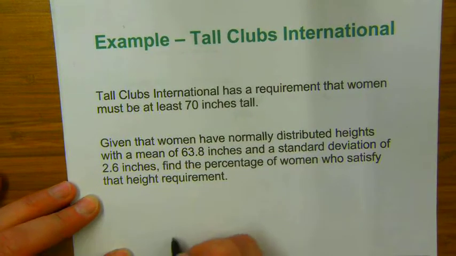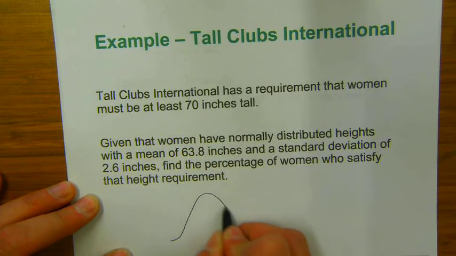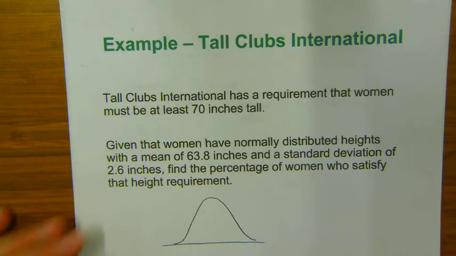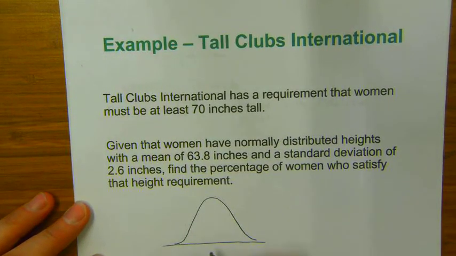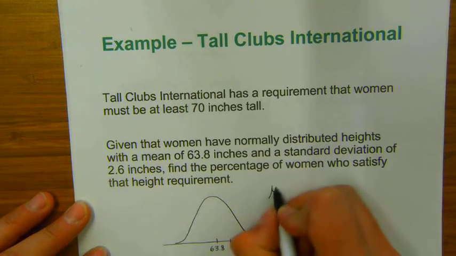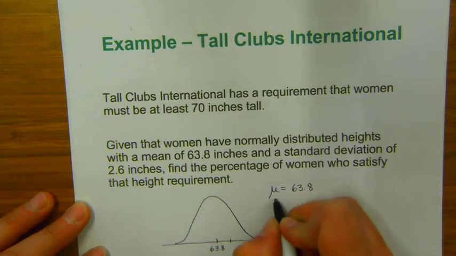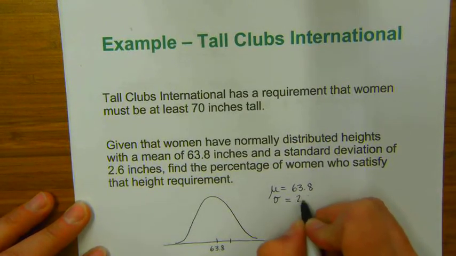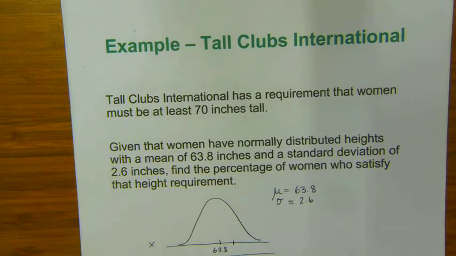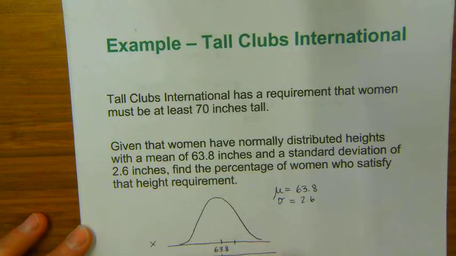All right, so we have our normal distribution, a nice normal curve. It is not a standard normal distribution. We have our mean of 63.8, so that goes right in the middle. And then we have a standard deviation of 2.6 inches. So we have a mu of 63.8 and our sigma is equal to 2.6. So here are our x values. The idea is we're going to convert this to z-scores and then find the area.